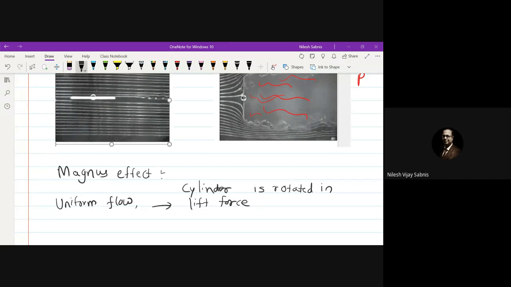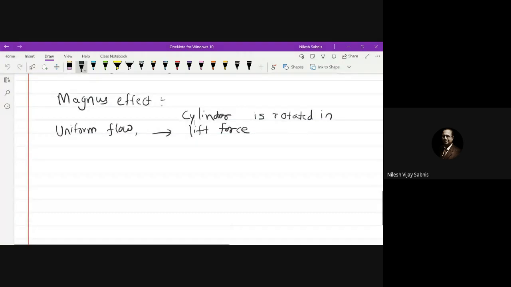It is used for different concepts which are further utilized in aerodynamics and flight mechanics also. So the definition which you have to remember is the Magnus effect. It is simple: a cylinder is rotated in uniform flow, and lift force is produced on the cylinder. This phenomenon of lift force produced by a rotating cylinder in uniform flow is known as the Magnus effect. Based on the Magnus effect, we are considering the development of lift on an aerofoil.